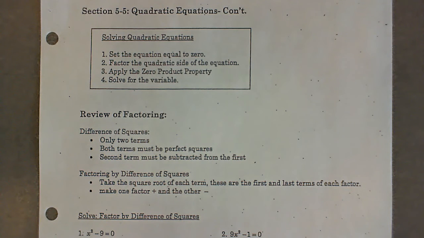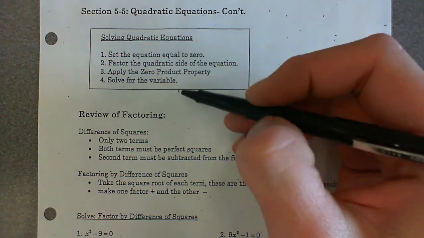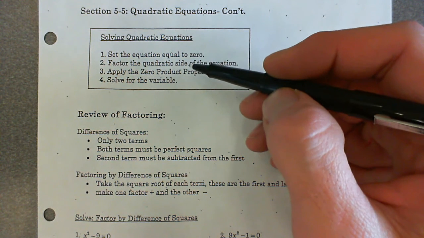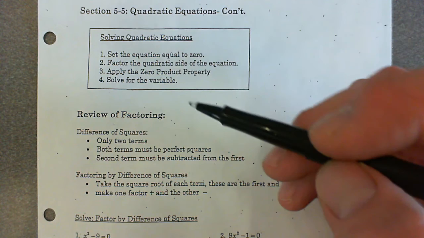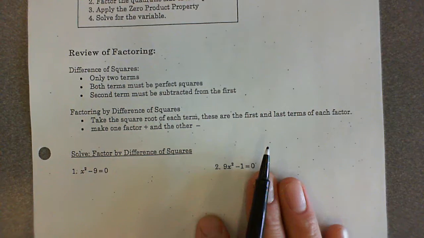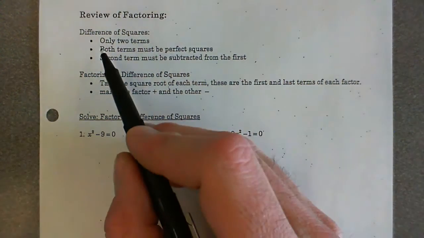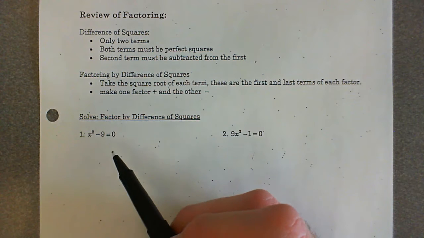Okay, in section 5.5, here we want to look at one additional type of factoring called difference of squares. The process of solving the quadratic will be the same. You're going to set it equal to 0, factor, use the zero product property, and then solve for the variable. A difference of squares will only have two terms.